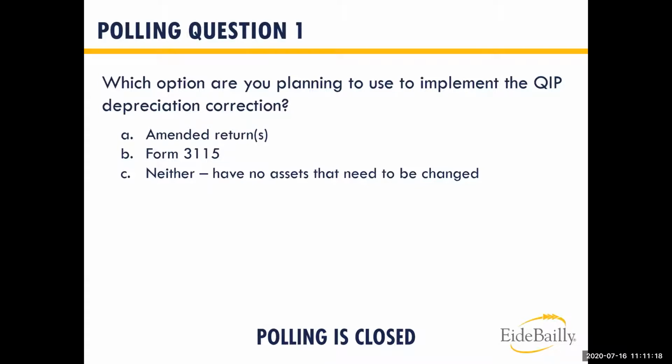I think what we've found among our clients thus far is that most people are opting for the 3115 route rather than the amended return route. As Michelle said earlier, the amended returns can generate a lot of additional work and confusion and complexity. And it's just easier to do this with a Form 3115. But we still have seen some taxpayers amend those returns. Oh, and actually 72% of people don't have assets to change. Very interesting.